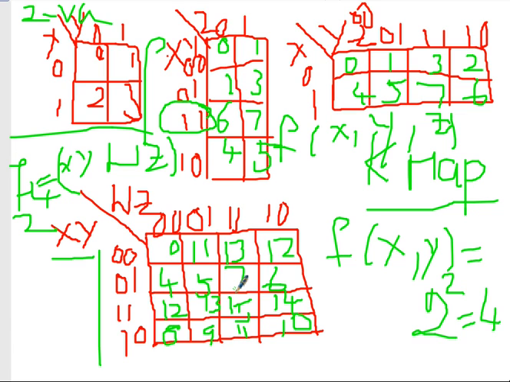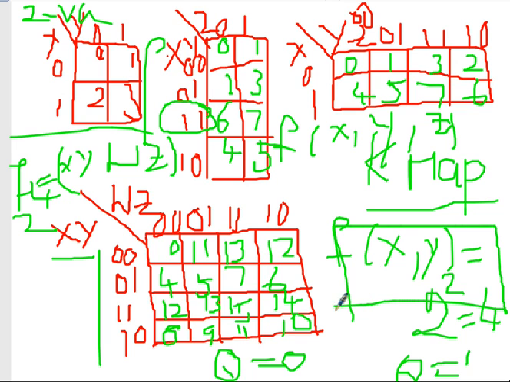For five variables, you have to take two of these, and there will be a fifth variable. Say x, y, w, z and q. So here q will be 0 and q will be 1. You have to draw like this, one more 16. Take one more 16 combinations, same repeat.